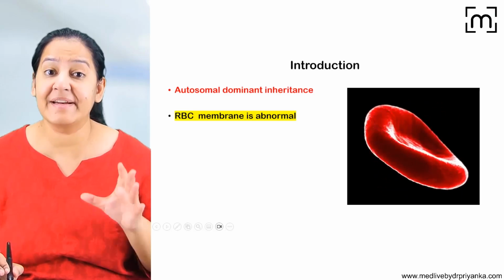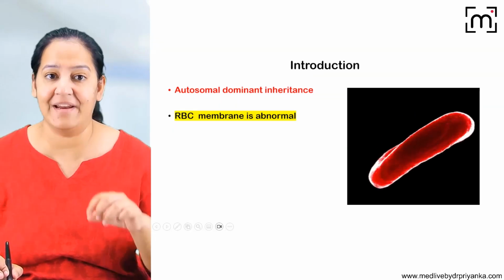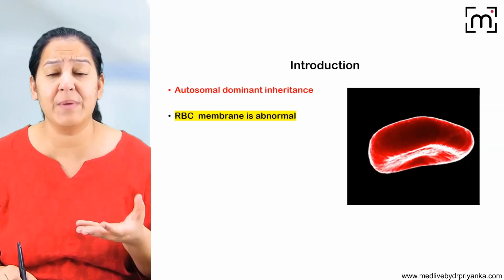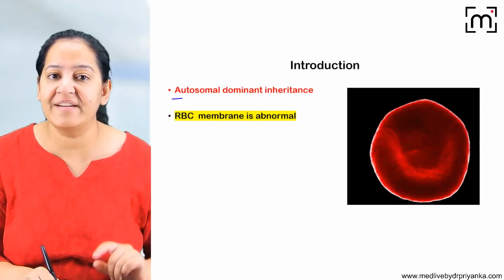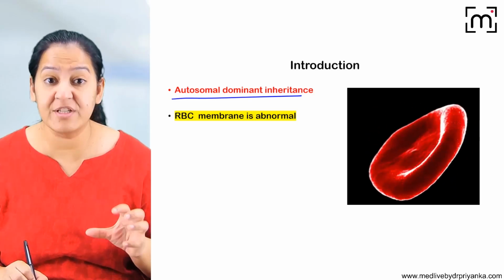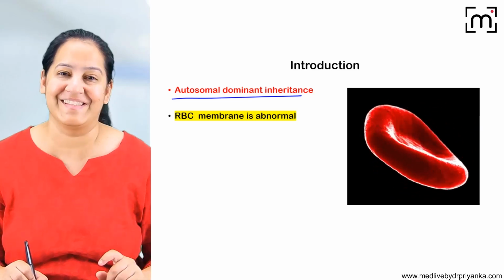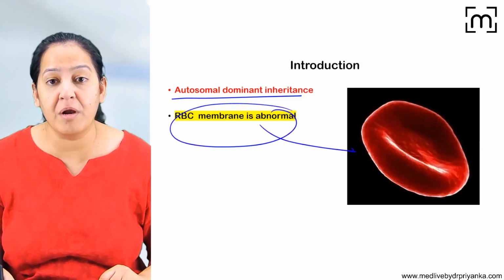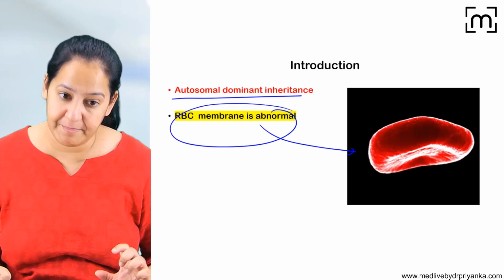As the name indicates, it's hereditary. It's a disease which is hereditary, so we have to tell the inheritance. Whenever there is a hereditary disease, we have to tell the inheritance. Here the inheritance is autosomal dominant. It's an anemia which shows autosomal dominant inheritance. Now what is the problem here? The RBC membrane will become abnormal, because of which the shape of the RBC will become abnormal.